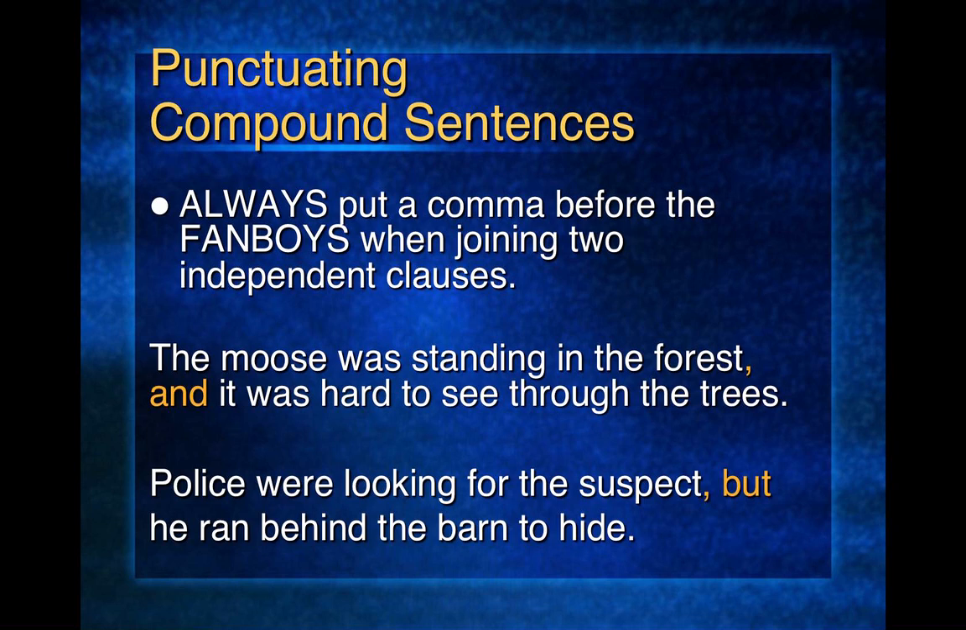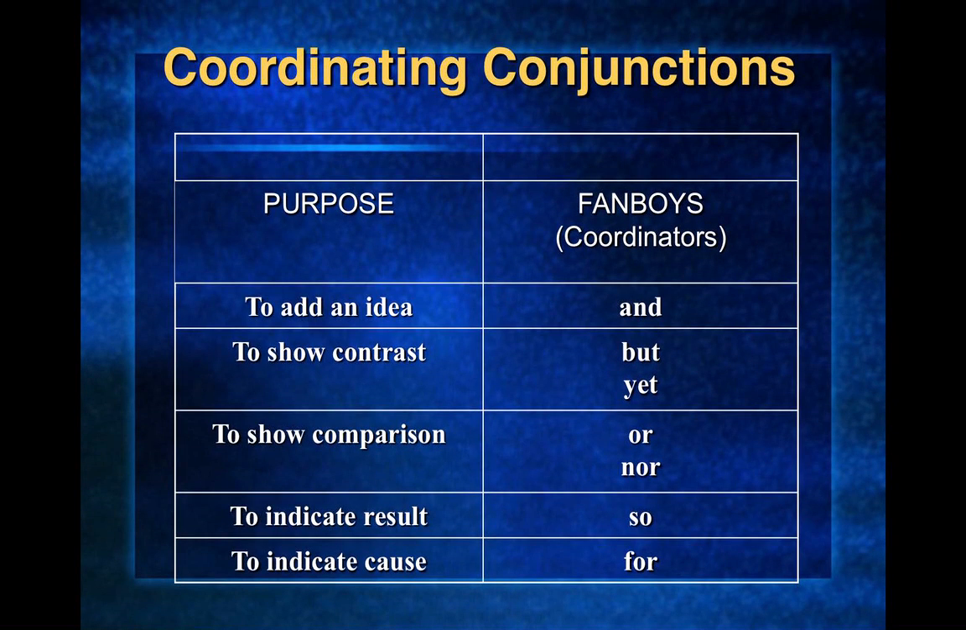Police were looking for the suspect, comma, but he ran behind the barn to hide. Using the but, you're able to see that it's because he ran behind the barn to hide. It shows a contrast to the fact that the police were looking, he ran behind the barn. It's more complex when you add them together. This is why you use coordinating conjunctions.